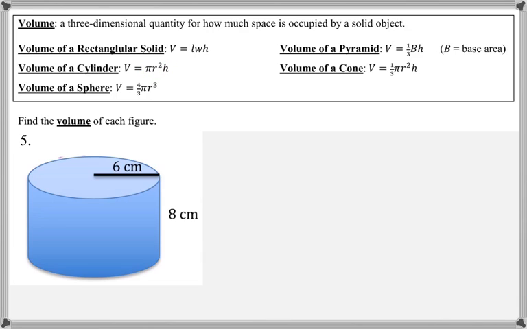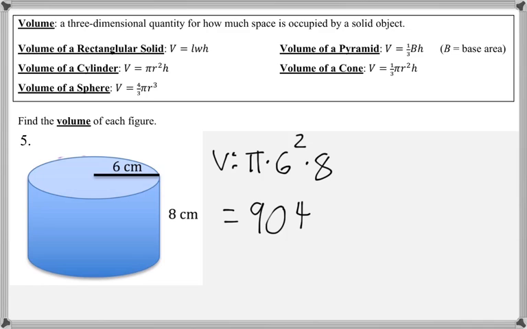Anyway, for this problem, it's going to be pi times the radius, which is 6, squared, times the height, which is 8. So if you type in the pi key times 6 squared times 8 on your calculator, and then round to the nearest tenth, this will be 904.8 cubic centimeters.